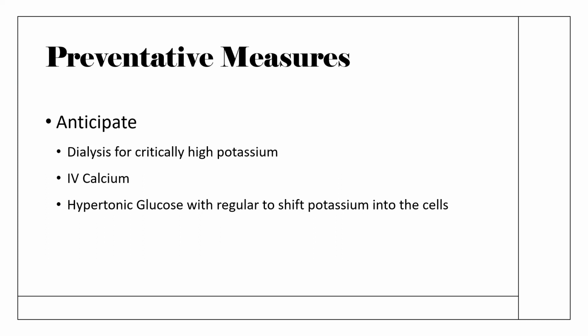The reason why we're giving glucose is because the regular insulin, and I forgot to put insulin on here, but the regular insulin will lower your blood sugar levels. So you want to make sure that your blood sugar levels are high enough to sustain this insulin that you're about to give the patient to push the potassium out of the bloodstream back into the cells.